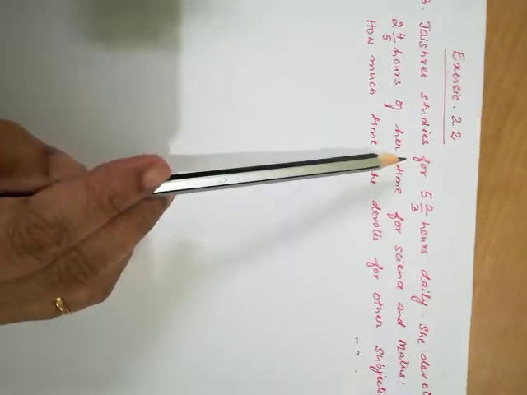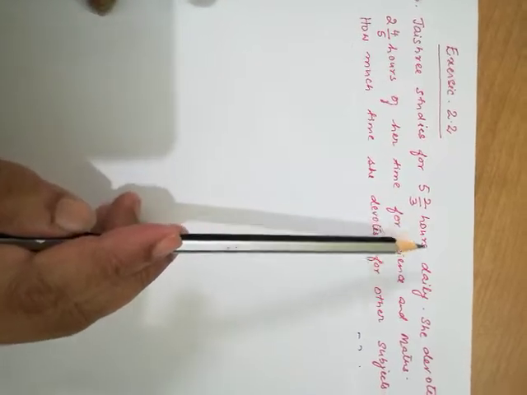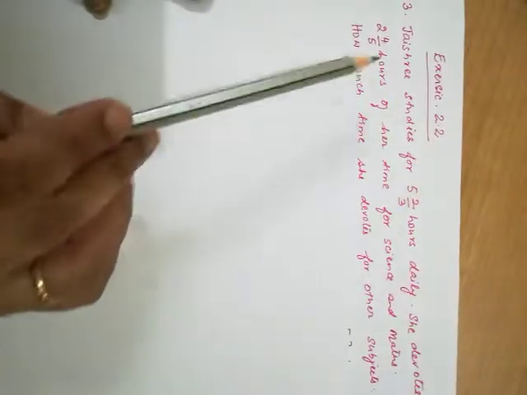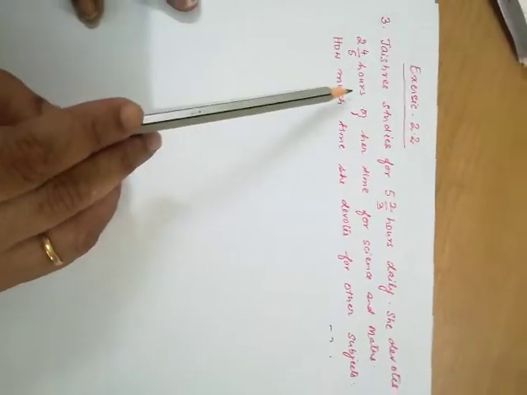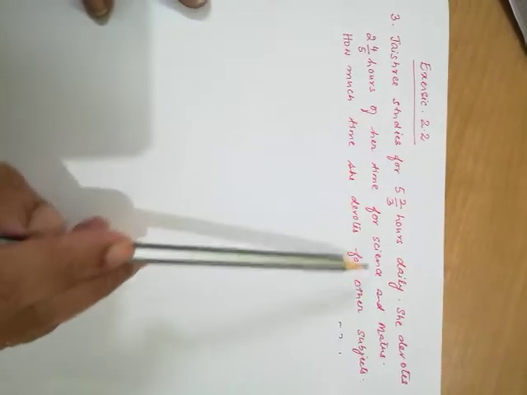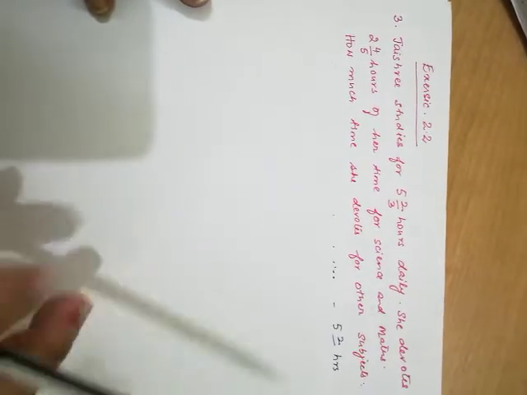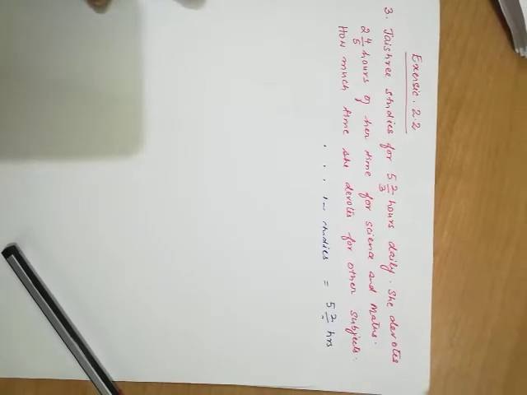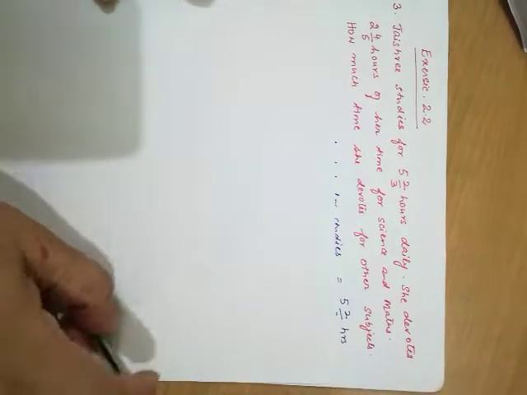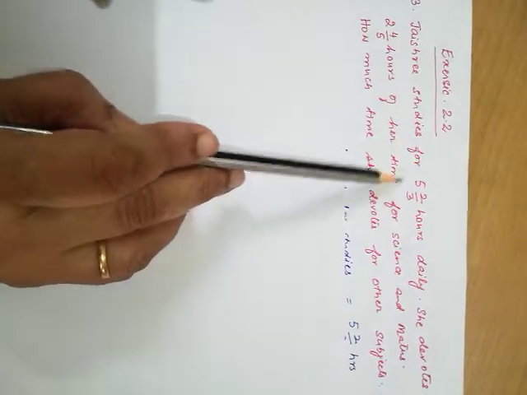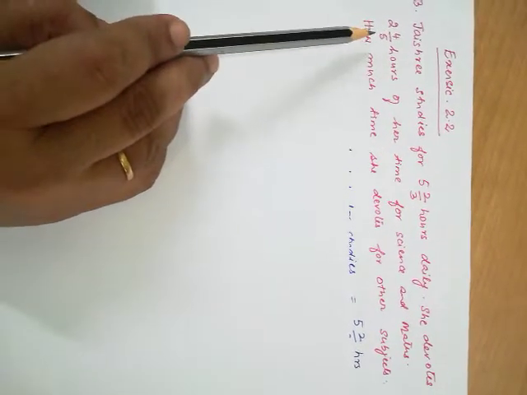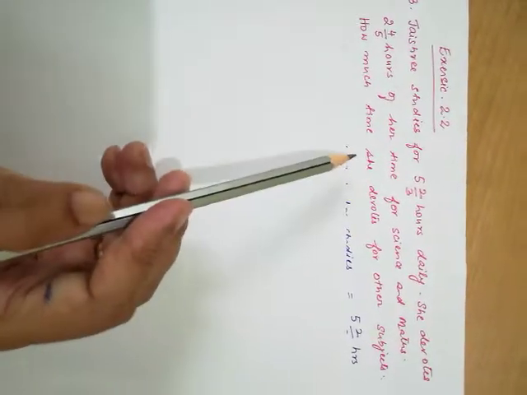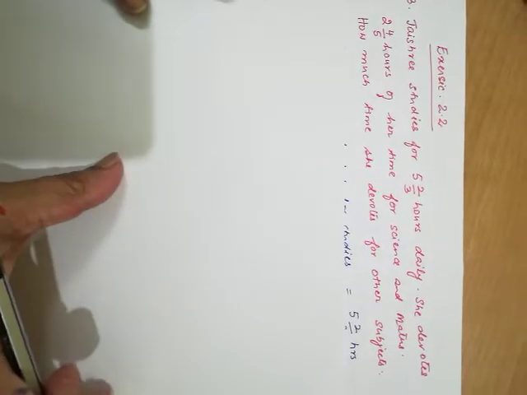The question says that Jayashree studies for 5/3 hours daily. She devotes 4/5 hours of her time to science and maths. How much time does she devote to other subjects? So this is the question. In total she studies for 5/3 hours, 4/5 for maths and science. For other subjects, how much? This question is very simple. We have to subtract it, right?